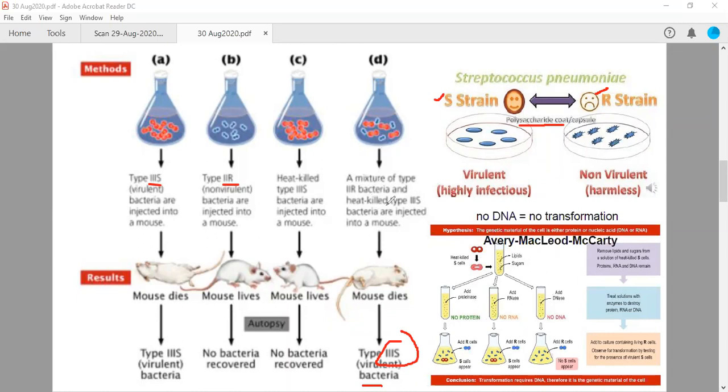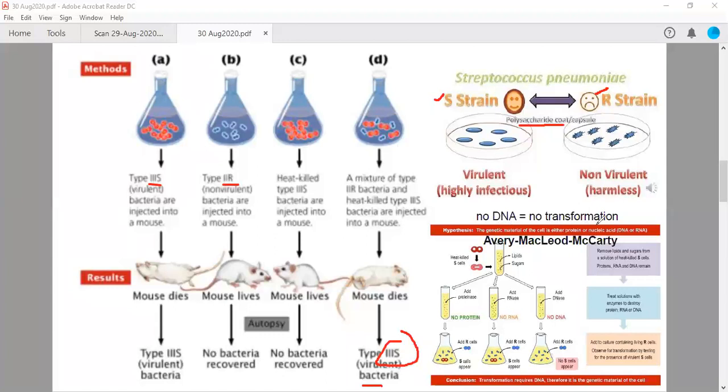It is showing that it was actually DNA which is responsible for the transformation. It means the fragment of DNA is moving from these heat-killed S strains into the R strain. So they proved that if there is no DNA, there is no transformation, meaning the DNA is responsible for these transformation experiments. So actually they have proved that DNA is the material which is moving from one cell into another cell.